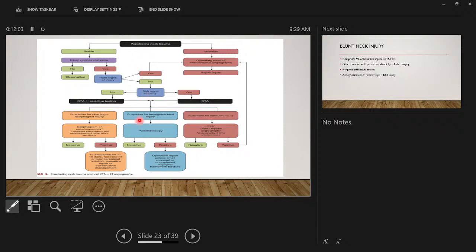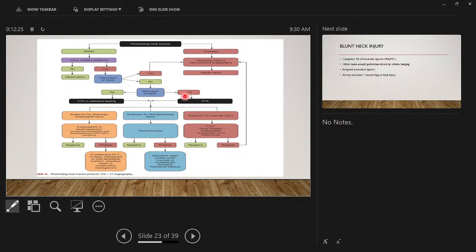If there is soft sign for laryngotracheal injury, panendoscopy is done. If panendoscopy is negative, just observe the patient, discharge, and follow up regularly. If panendoscopy is positive and the size of the defect is more than 2 centimeters, then take the patient for surgical repair. Otherwise, just antibiotics and conservative management.